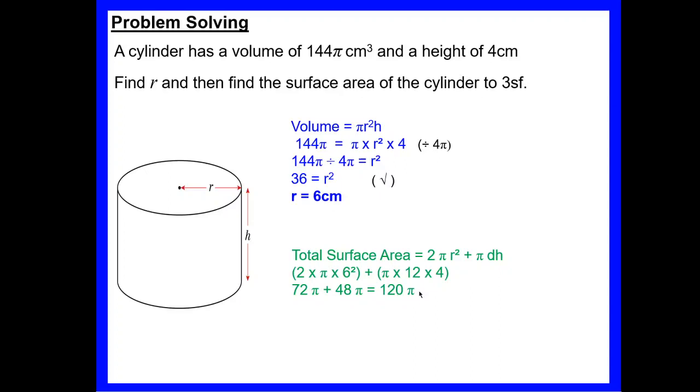We want it to 3 significant figures, so we are going to have to change it to a decimal. We get 376.9911 to 4 places. Remember, we'll write down at least 4 decimal places before we do any rounding. For 3 significant figures, the first 3 digits, so 1, 2, 3. Our 9 after our 6 makes our 6 into a 7, and we get 377 centimetres squared. Remember this is area, so we're back to centimetres squared.